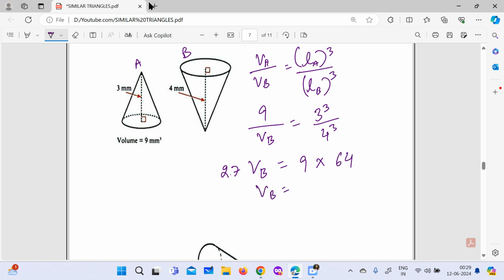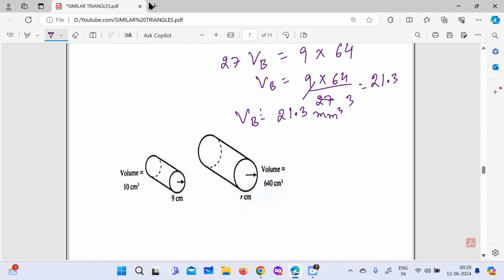So volume of the B1 is 9 times 64 over 27. So we can solve it now. 9 3s is 27 and 3 2s is 6, 3 1s is 3, and then we keep on getting 3. So this will be volume of the shape B is 21.3 millimeter cube. So far it looks good, easy.